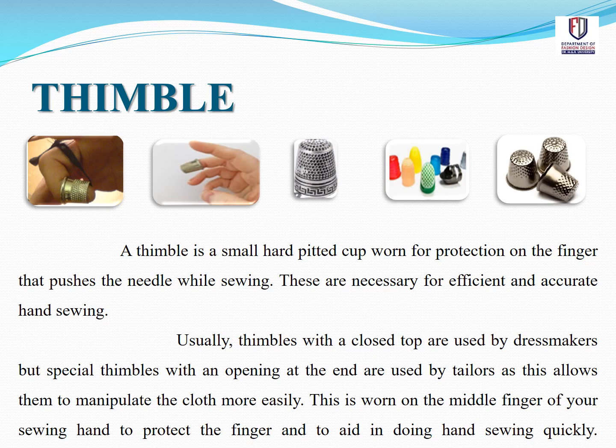Thimble. A thimble is a small, hard-pitted cup worn for protection on the finger that pushes the needle while sewing. These are necessary for efficient and accurate hand sewing. Usually, thimbles with a closed top are used by dressmakers, but special thimbles with an opening at the end are used by tailors, as this allows them to manipulate the cloth more easily. This is worn on the middle finger of your sewing hand to protect the finger and to aid in doing hand sewing quickly.